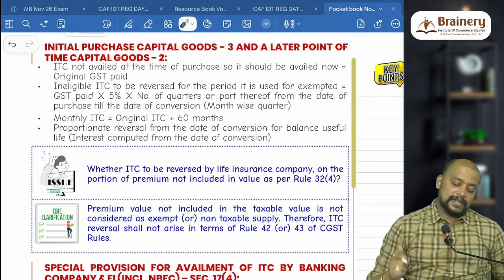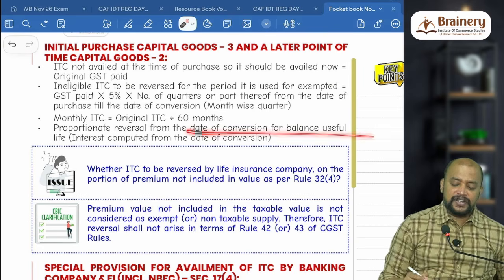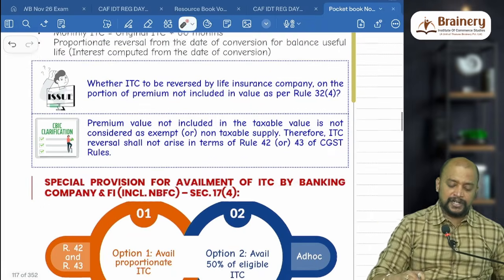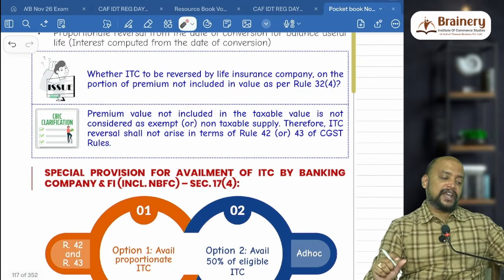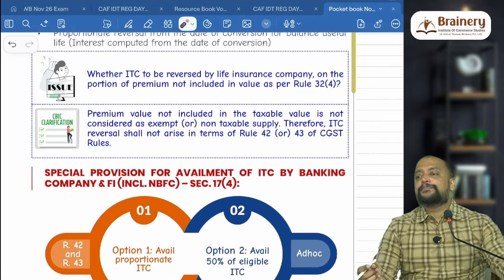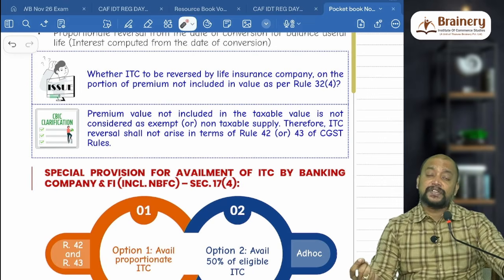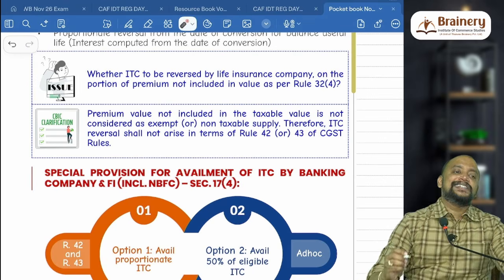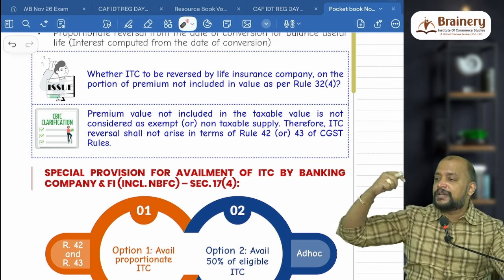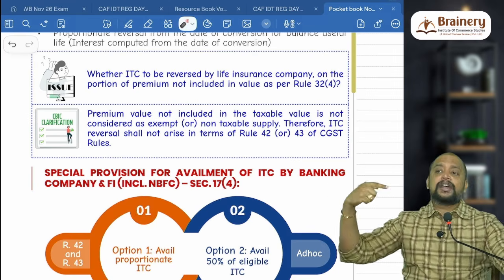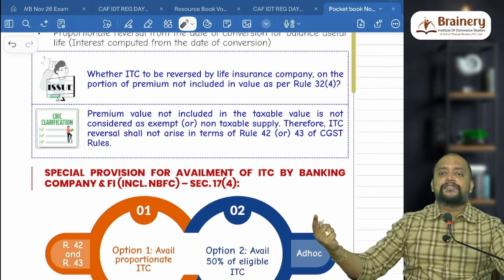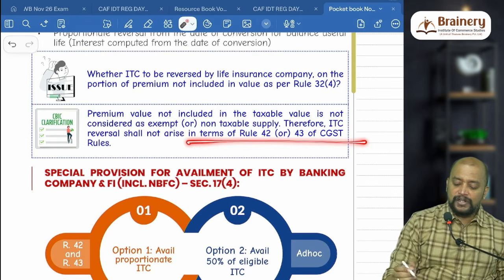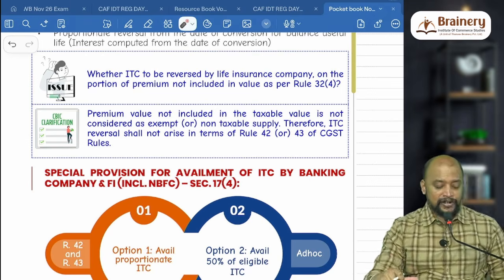Okay. Then next, proportionate reversal from the date of conversion for balance useful life, interest computed from the date of conversion. Then we have one clarification in this regard. Life insurance companies which will go for valuation under rule 32 sub rule 4, that is, they will not pay GST on the total premium received. That premium on which they are not paying GST, not considering the value, should not be treated as exempted supplies. Therefore this reversal under rule 42-43 shall not arise.